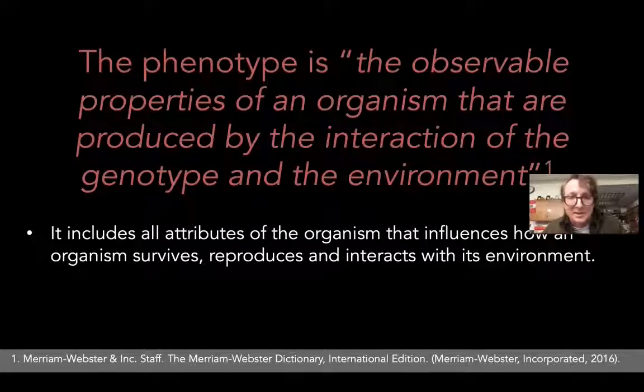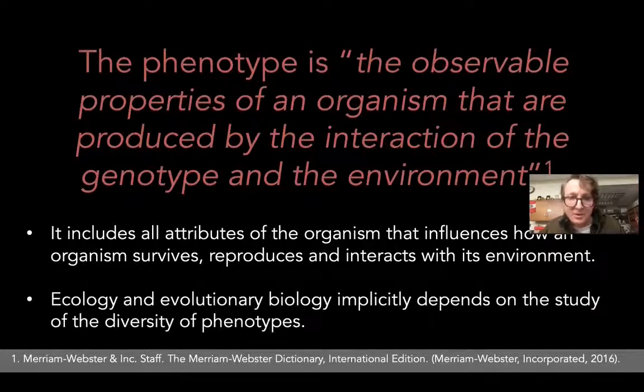So the phenotype is going to include all these different attributes of an organism that are going to influence how that organism survives, reproduces, and interacts with the environment, right? And so traits are going to enable us to make these linkages between organismal survivorship, reproduction, and the interaction with the environment. And so in general, in ecology and evolutionary biology, the phenotype is kind of like our fundamental unit. It's what we focus on and what we study. And so we're really interested in the diversity of phenotypes, and traits are how we describe phenotypes.